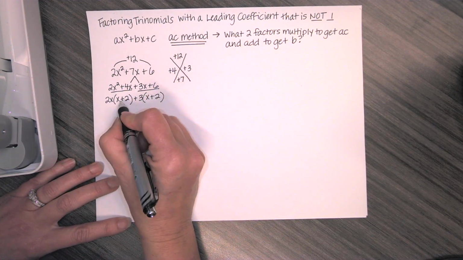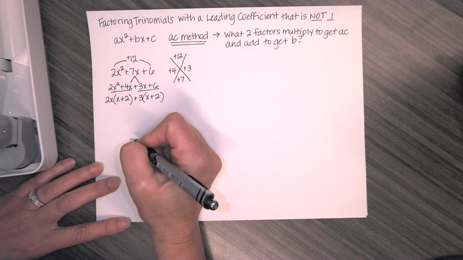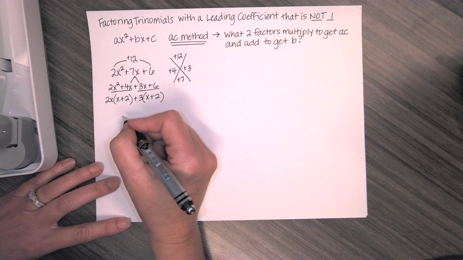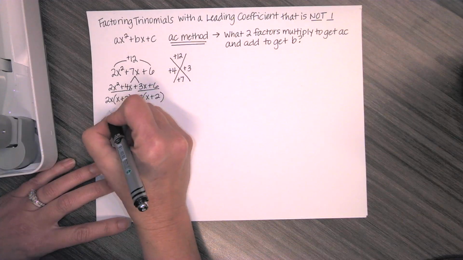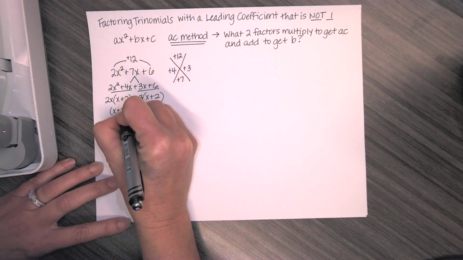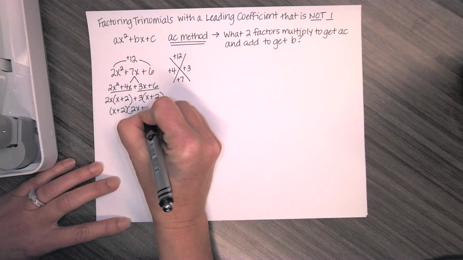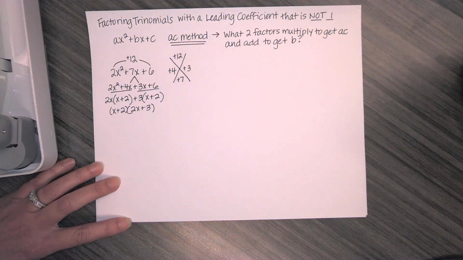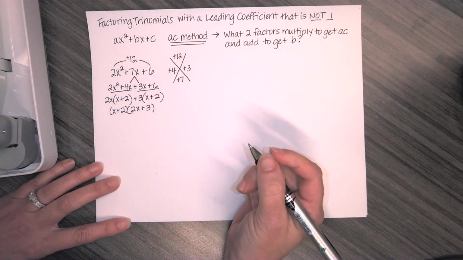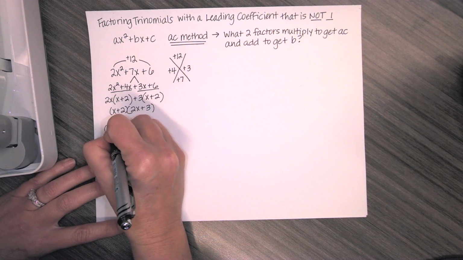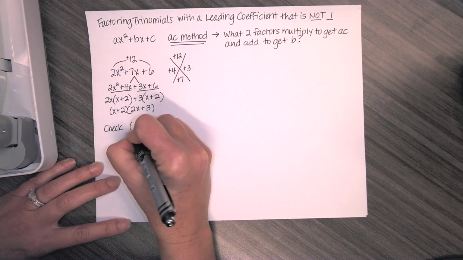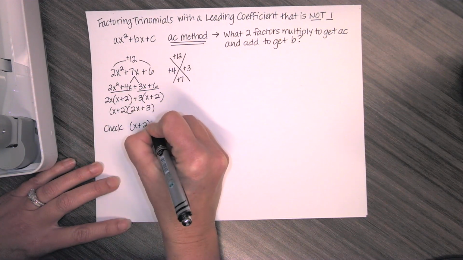Now, this is a good sign. We want those to match. That's how we know factoring by grouping is working. So now I can factor out an x plus 2, and that's going to leave me with 2x plus 3. Okay, now just like before, if we wanted to check that, we could FOIL these out or distribute.